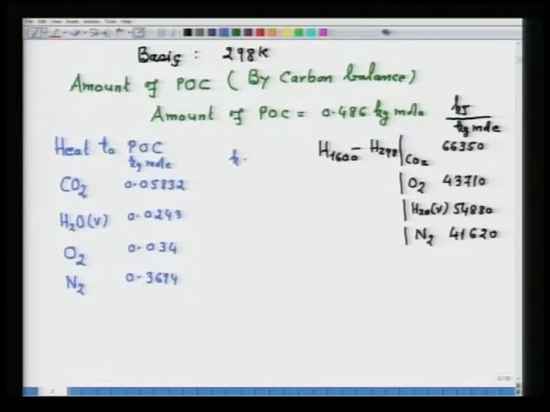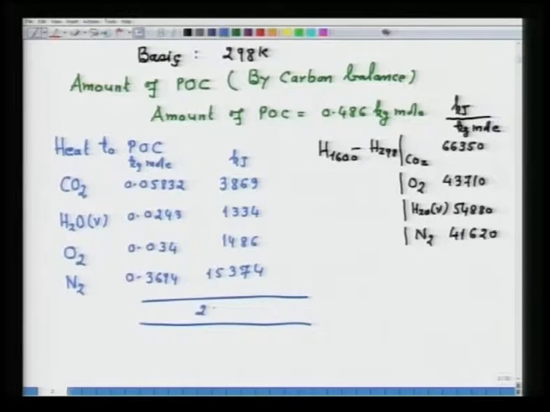So, I can calculate now heat carried by each component of the flue gas or products of combustion in kilojoule. So, for CO2 it simply is the heat content per kg mole multiplied by the kg moles. So, this will be 3869, I have rounded off, 1334, 1486 and 15,374. So, if you sum total it, the heat to POC will be 22,063 kilojoule.